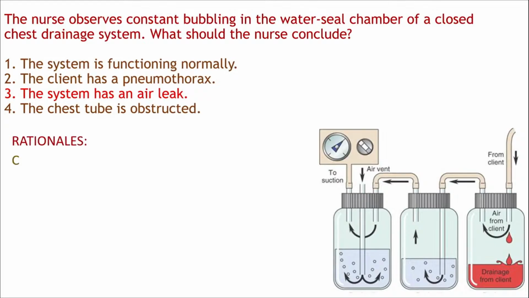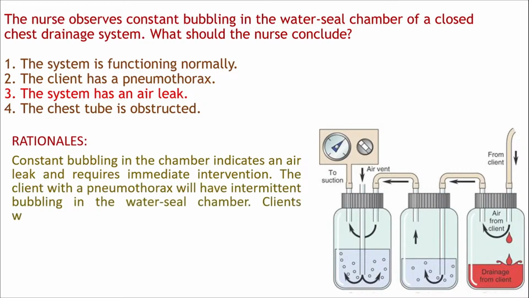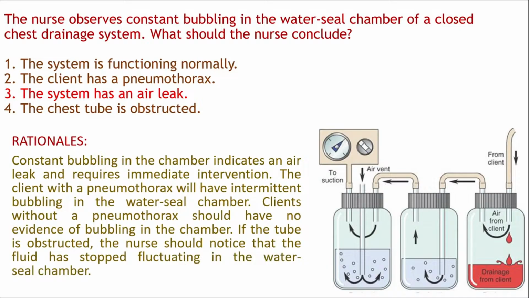Rationales. Constant bubbling in the chamber indicates an air leak and requires immediate intervention. The client with a pneumothorax will have intermittent bubbling in the water seal chamber. Clients without a pneumothorax should have no evidence of bubbling in the chamber. If the tube is obstructed, the nurse should notice that the fluid has stopped fluctuating in the water seal chamber.